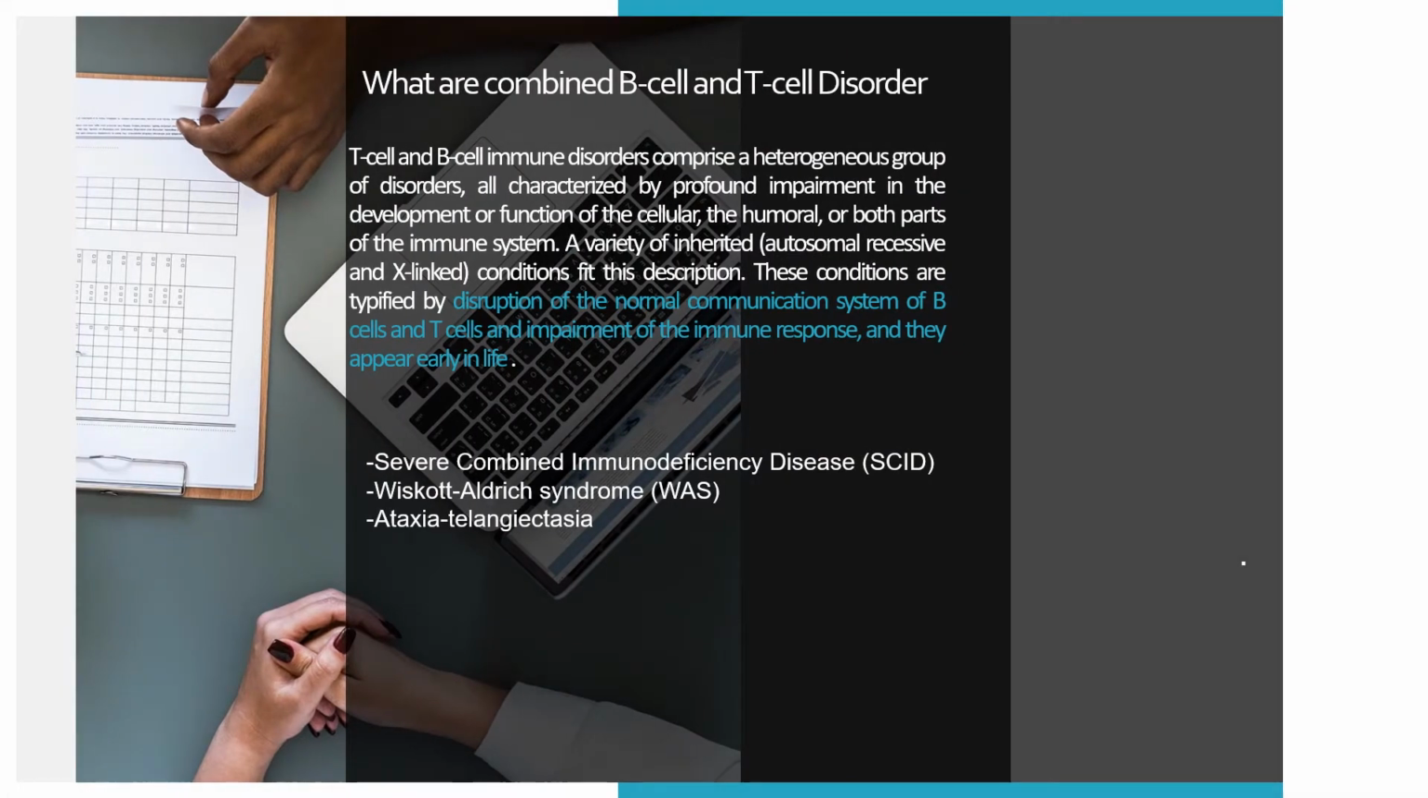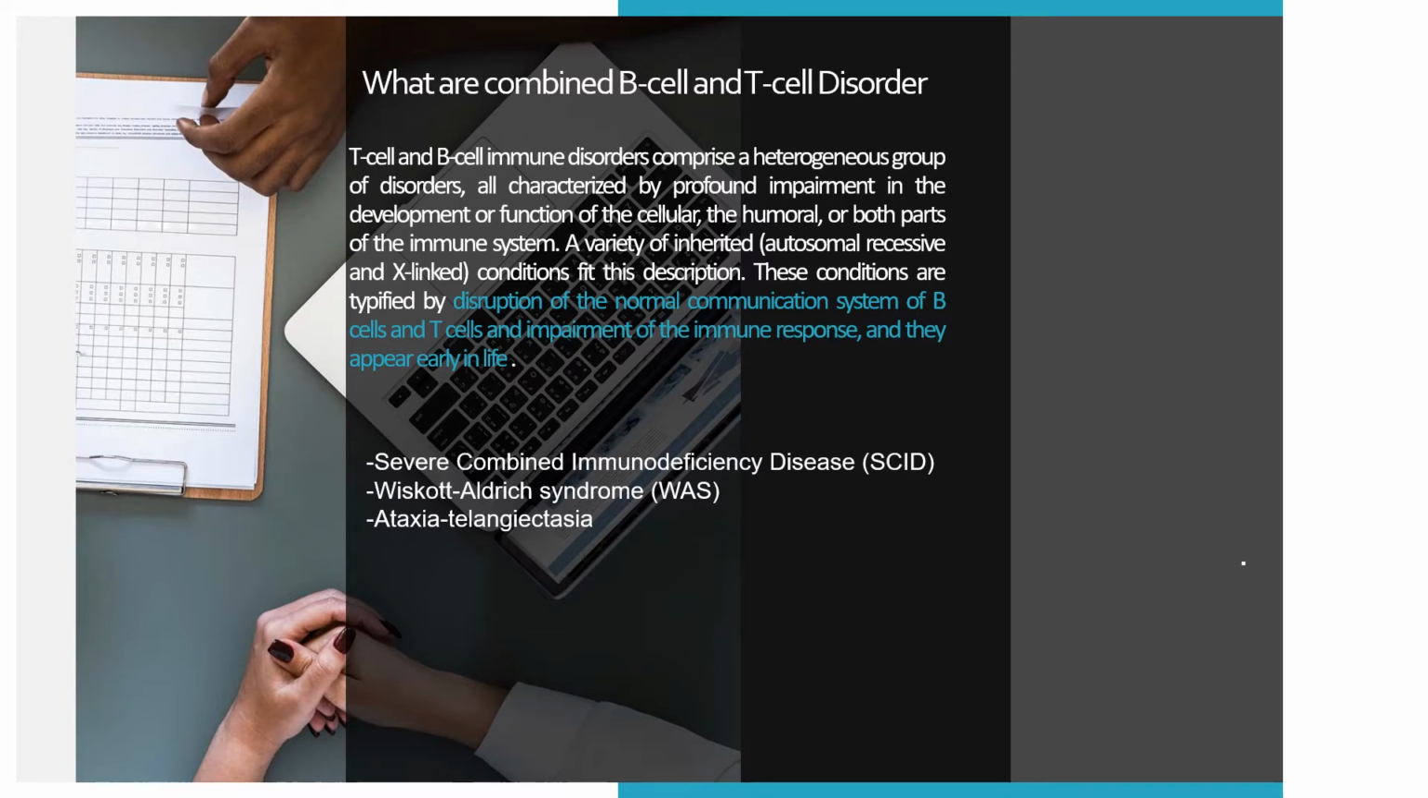First, let's define what B cell and T cell disorders are. T cell and B cell immune disorders comprise a heterogeneous group of disorders, all characterized by profound impairment in the development or function of the cellular, the humoral, or both parts of the immune system. A variety of inherited, autosomal recessive, and X-linked conditions fit this description. These conditions are typified by disruption of the normal communication system of B cells and T cells, and impairment of the immune response, and they appear early in life.